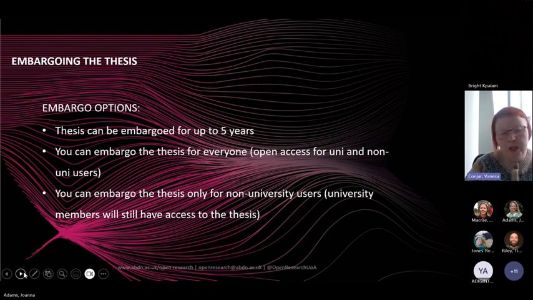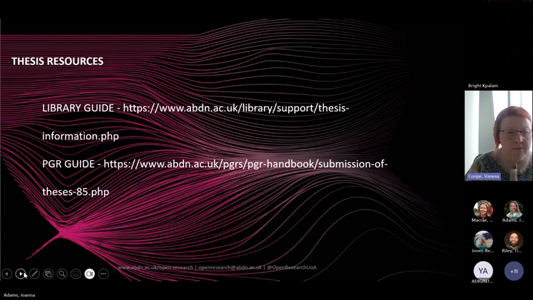But there's another option as well. You can embargo the thesis just for non-university members, which means that the thesis will still be shown in the library catalog, and the university members will be able to access it, but everybody else won't be able to use it. And basically, these are all the simplest instructions which we have for the library.